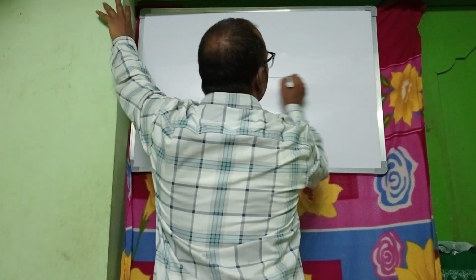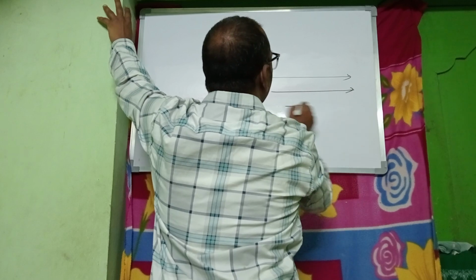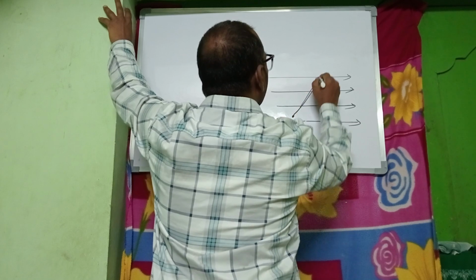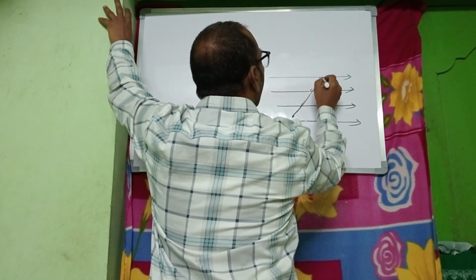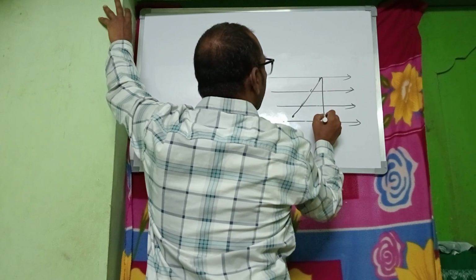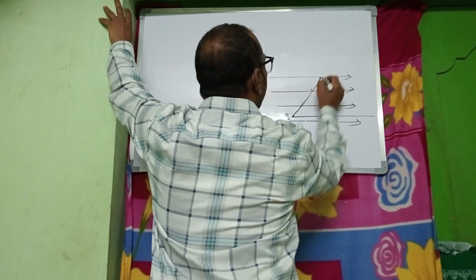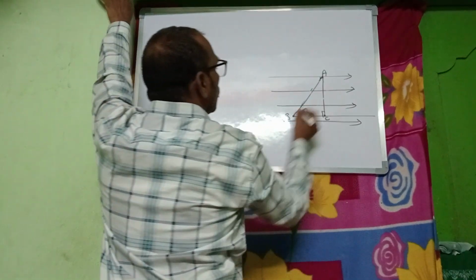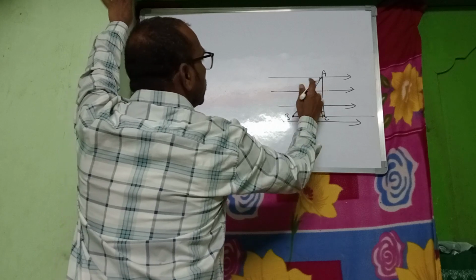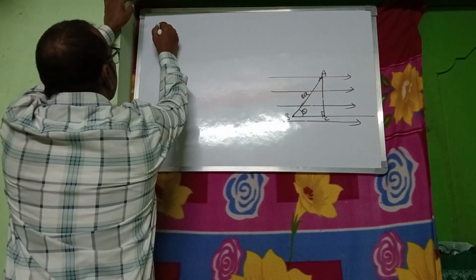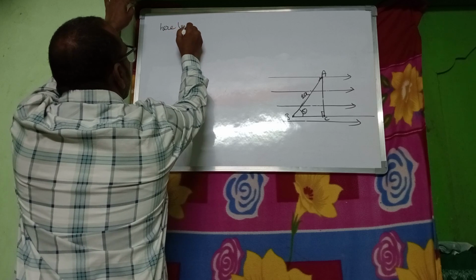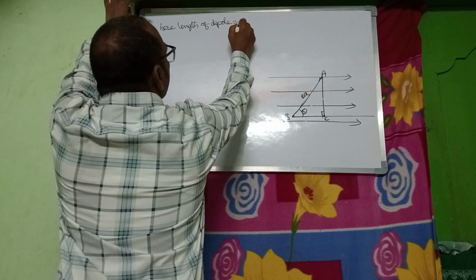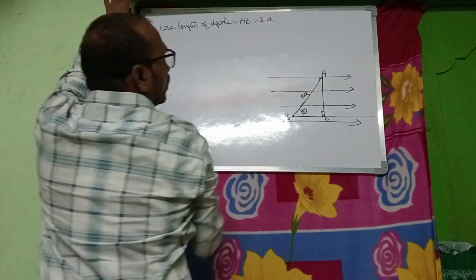Therefore, here in a uniform electric field, this is a dipole. Now draw a perpendicular from here to here. So this is B, let it be. This is B, A, and this is C, perpendicular. This is theta. Now torque equal to, this length is 2A. So the length of dipole AB equal to 2A.